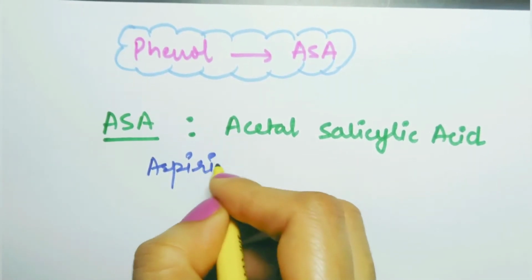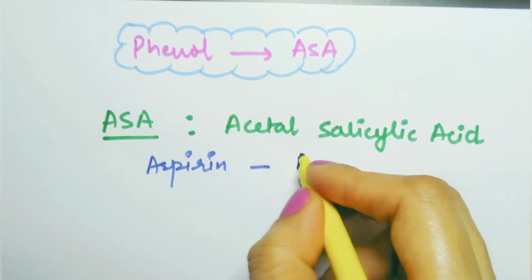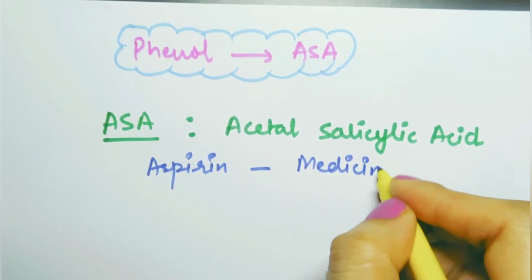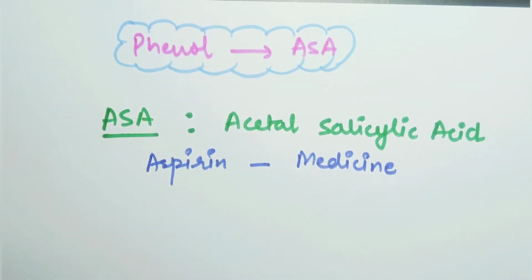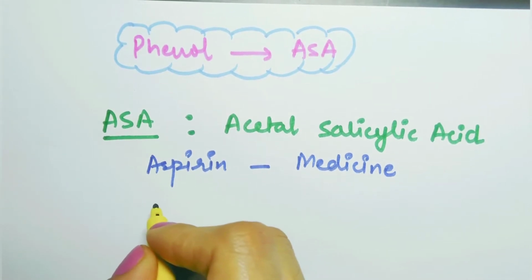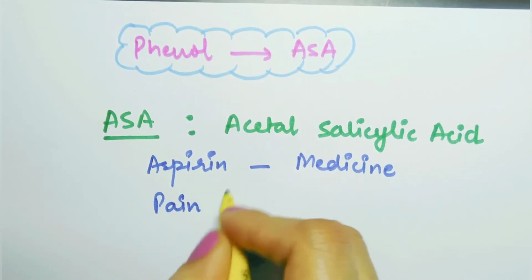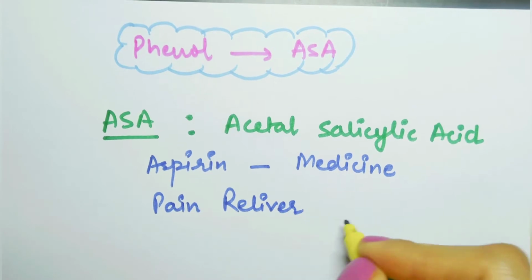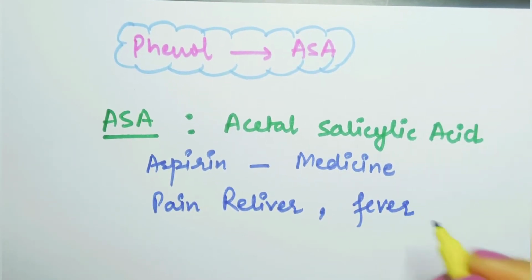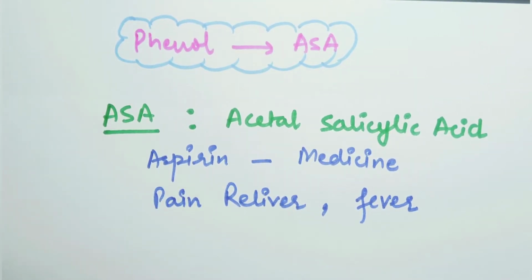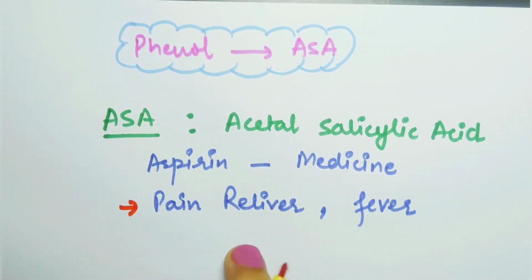Aspirin, that is aspirin. What is aspirin? Aspirin is a medicine. Once in a while we have taken that. Why have we taken that? Because it's a pain reliever or to reduce the fever. Okay, it acts as a pain reliever and it also reduces the fever.